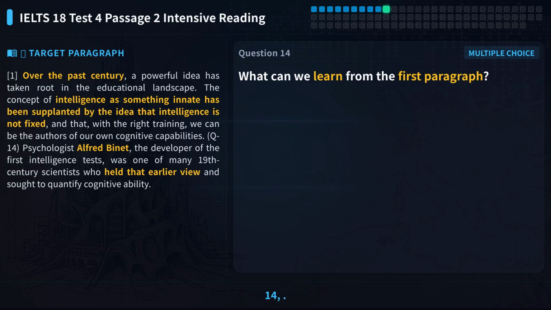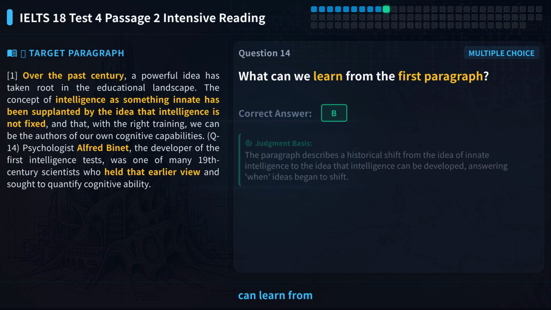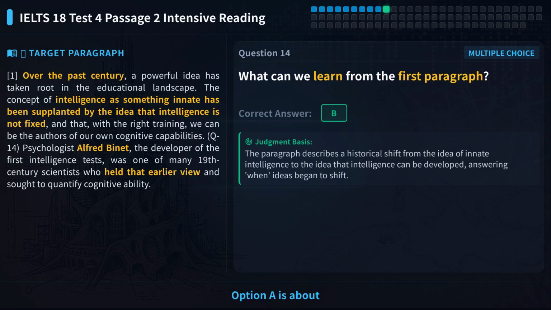Let's look at question 14. It asks what we can learn from the first paragraph. Option A is about the origin, B is about when the change happened, C is about how scientists responded, and D is about why thinkers gave up the old idea. Please pause and try it yourself.